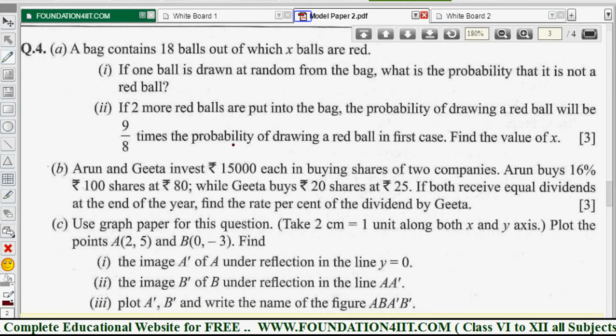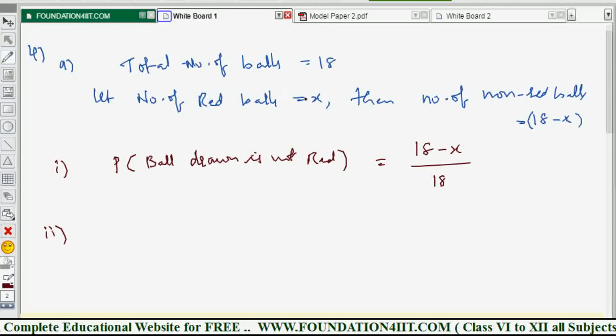Okay, two more red balls are put in the bag. If the previous number is x, then two more are kept, that means x plus 2. Let us see the condition. Two more red color balls are put, so they are added to this x, that means x plus 2.